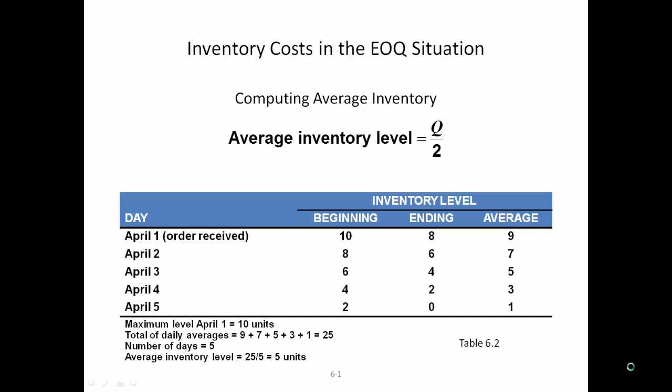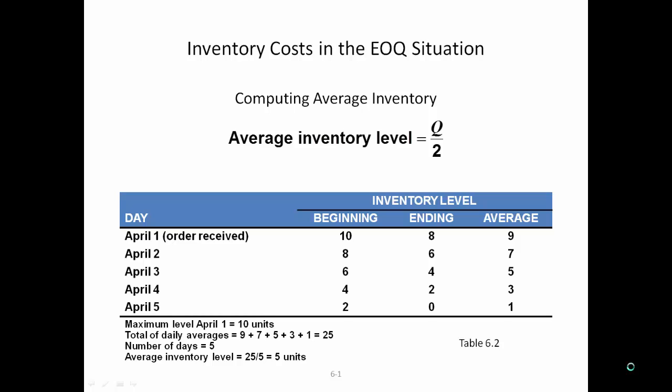Now we will look at the inventory cost when we use the average inventory level, and then we will be able to compute the average inventory. As you recall in our last section, we know that Q is the maximum inventory level. So for the average inventory level, we will take Q and divide it by 2.